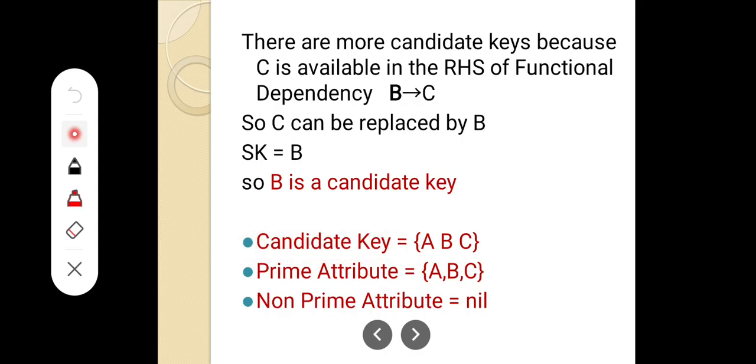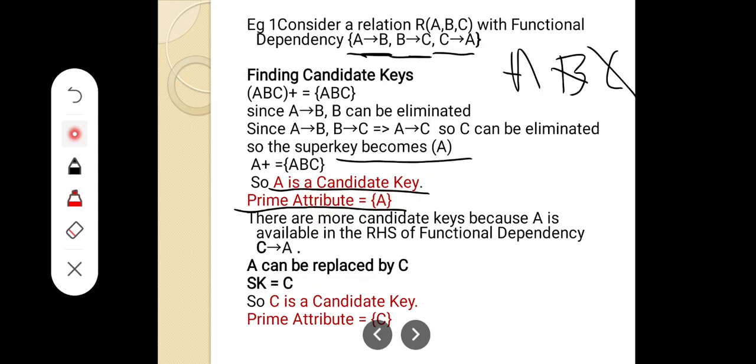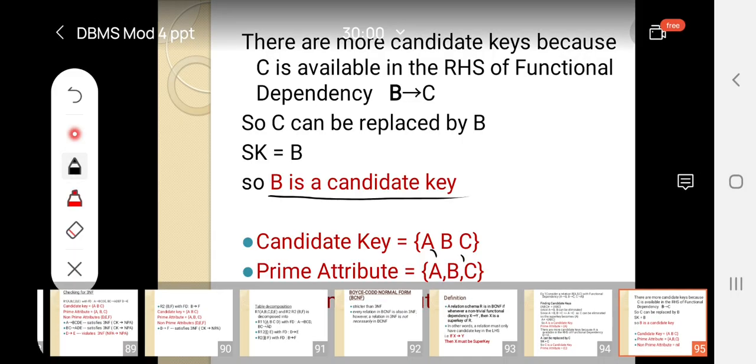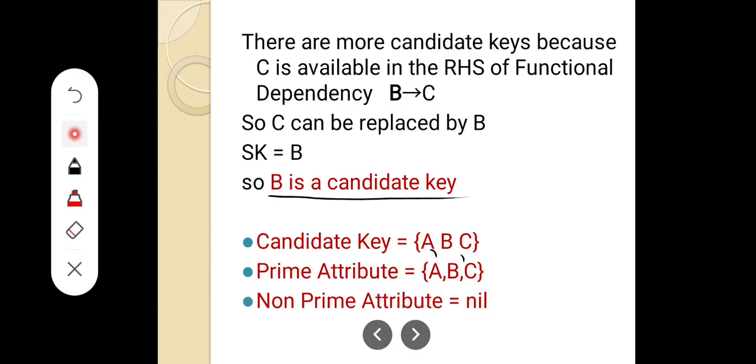So our candidate keys are what? A is a candidate key, C is a candidate key, and B is a candidate key. So three candidate keys: A, B, C. Prime attributes are A, B, C. You can put commas, we are having three candidate keys. Here we don't have any non-prime attributes. All are prime attributes.